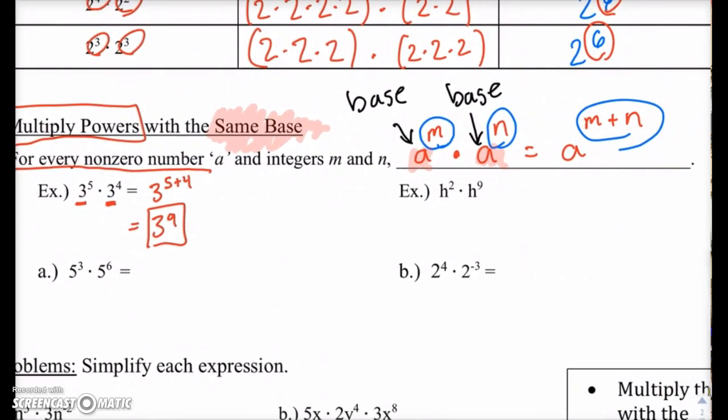Over here, at this next example, we have h and h. Are they the same base? You bet they are. So it's going to be h, and we add up the exponents, the 2 and the 9 right here. So this is just going to be h to the power of 11. And actually, I'm going to write that down here to keep it symmetrical.